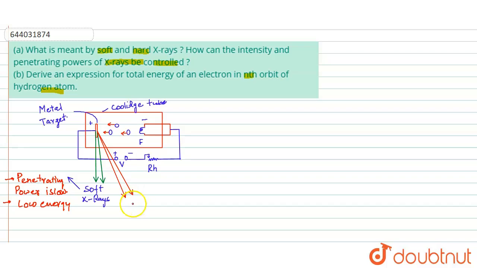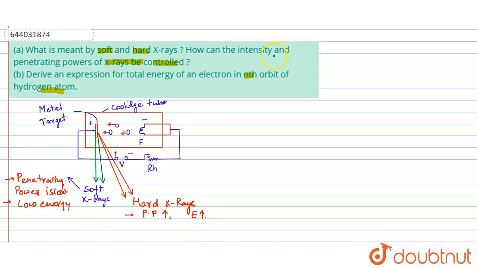Now let us assume that these are hard X-rays. Hard X-rays have higher energy than soft X-rays and higher penetrating power, right? So their penetrating power is high, and they also have high energy. So this is the concept of soft and hard X-rays.